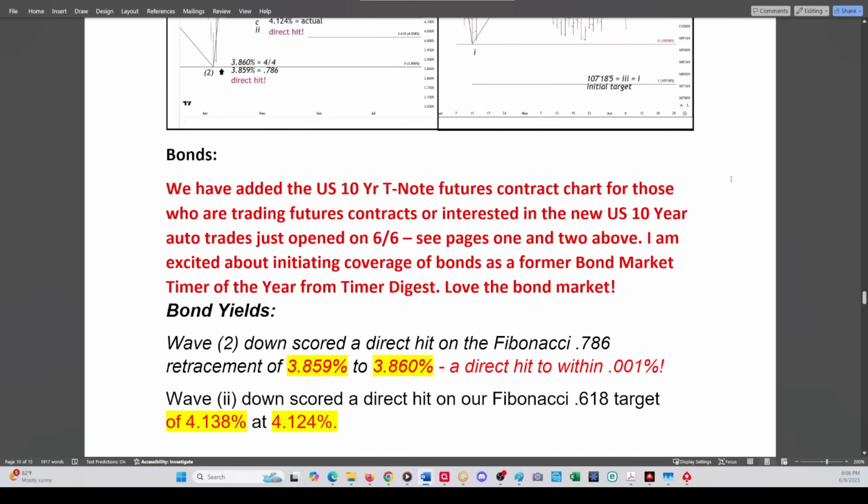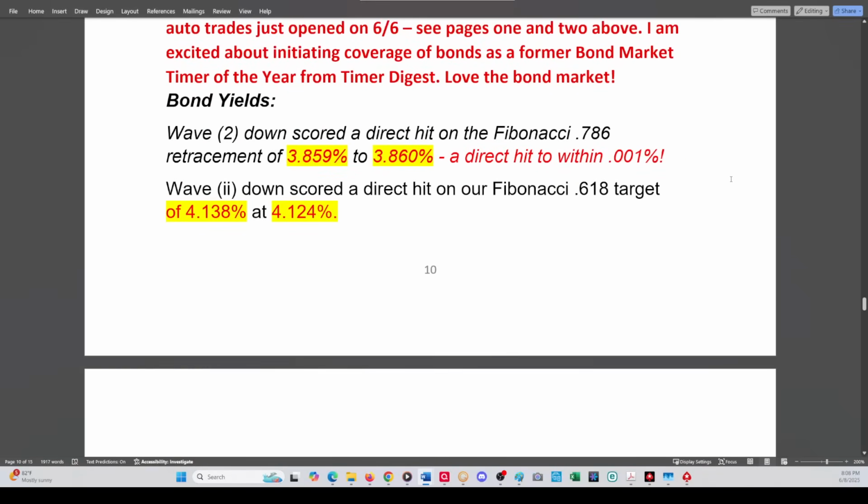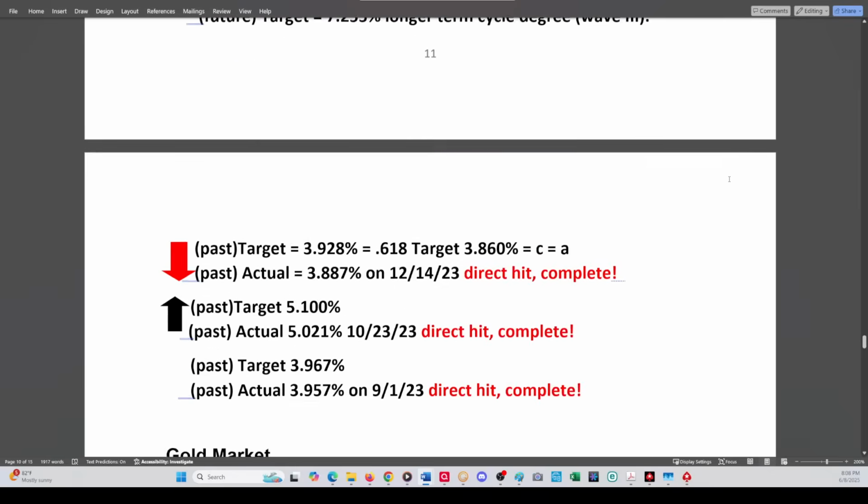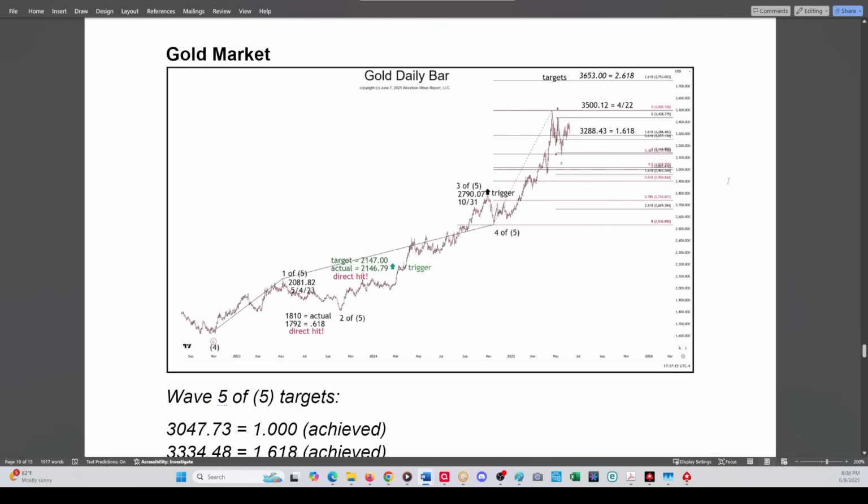Okay, there's the verbiage on that. There's the bond yields and all that, and I think that should be about it. We'll scroll through here. Oh no, we got the gold market. My apologies. All right, gold. Not a whole lot has changed recently.